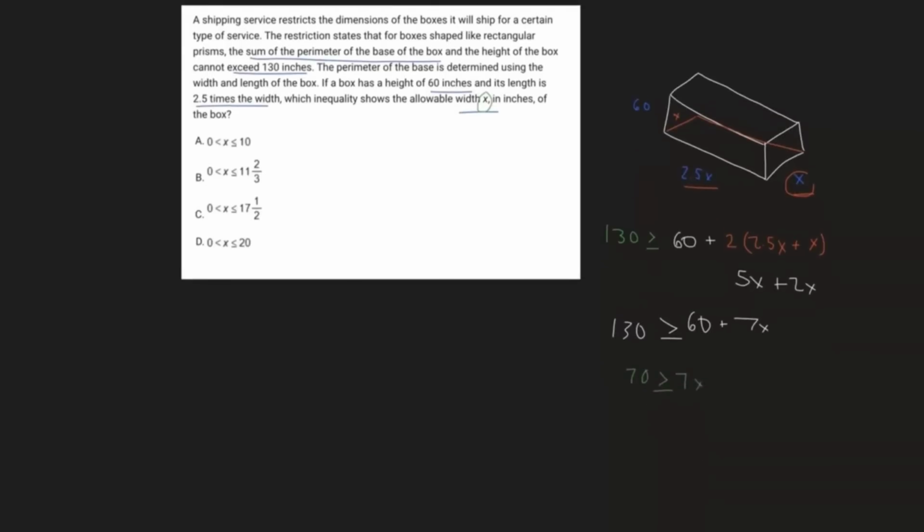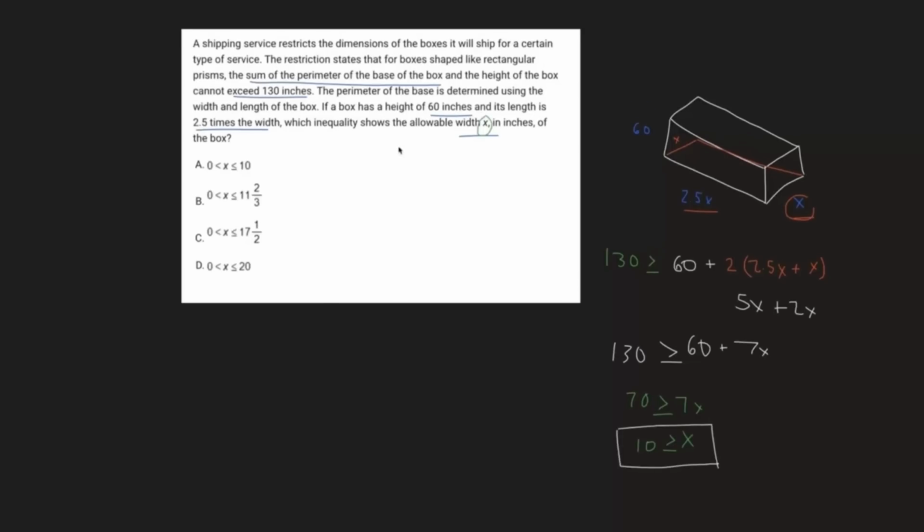Divide both sides by 7, and we get x is less than or equal to 10. So we get this inequality over here, and we want to match it up to the answer choices. So let's look at our answer choices.